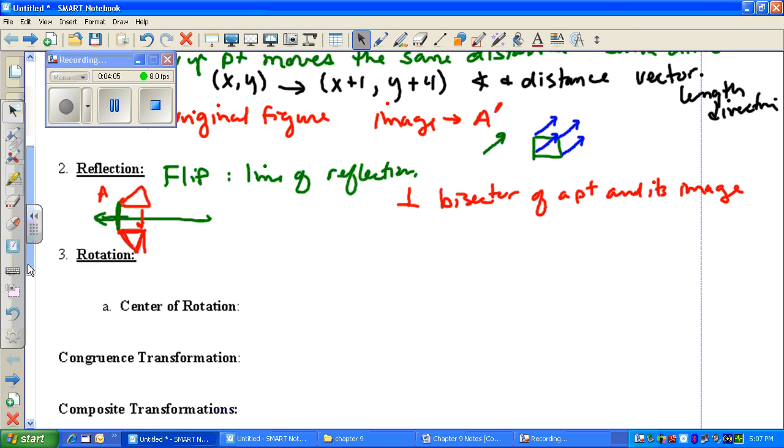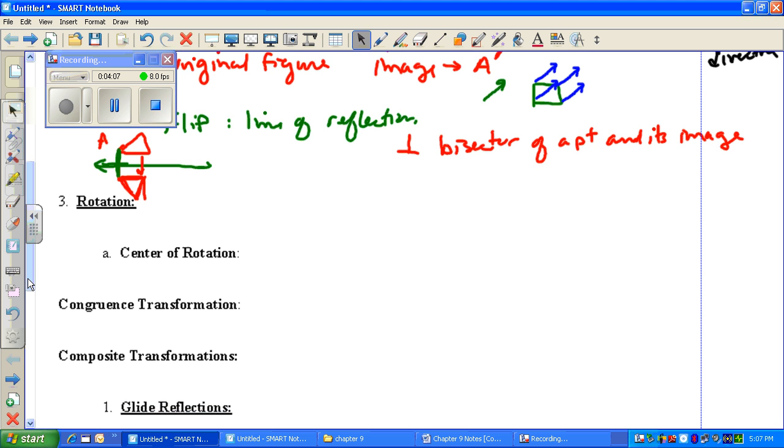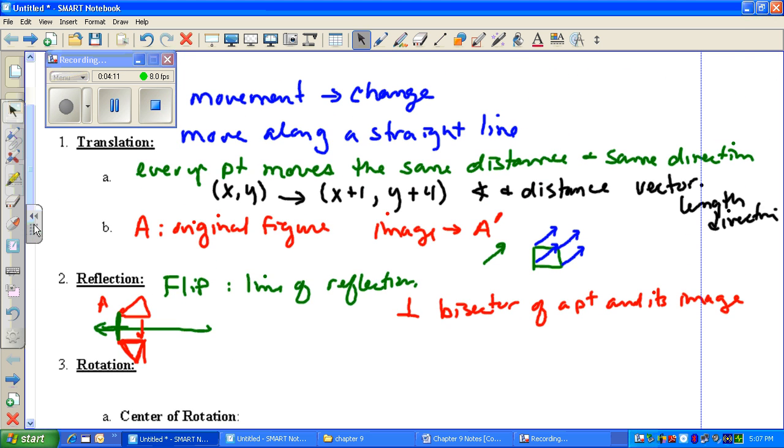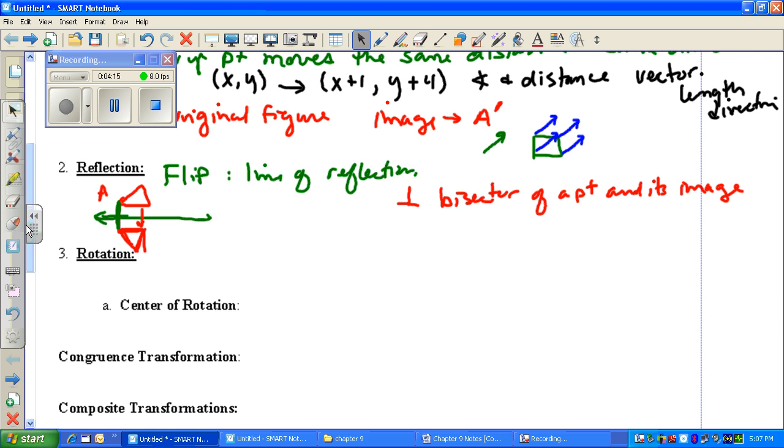Now we have this thing called rotation. Oh, and by the way, we should mention distance here. Notice each point was moved the same distance in a translation. In a reflection, the image is the same distance from the line of reflection as the original. So the distance between this point and the line of reflection is equivalent to the distance from the line of reflection to this A prime, or image.